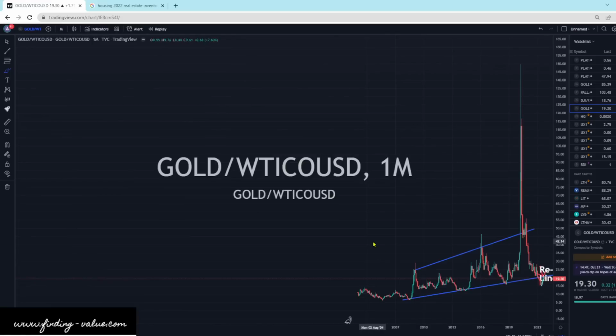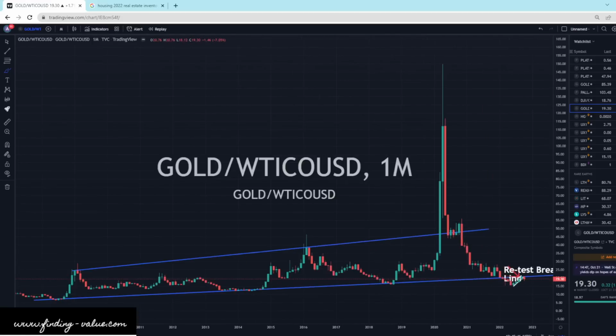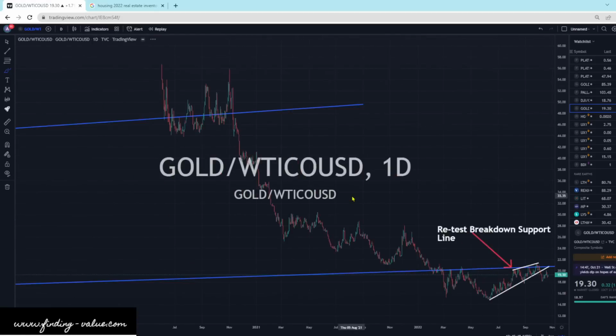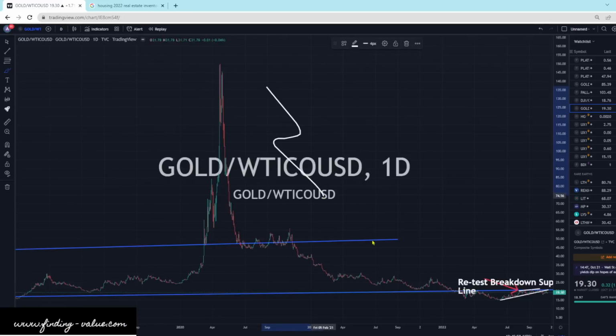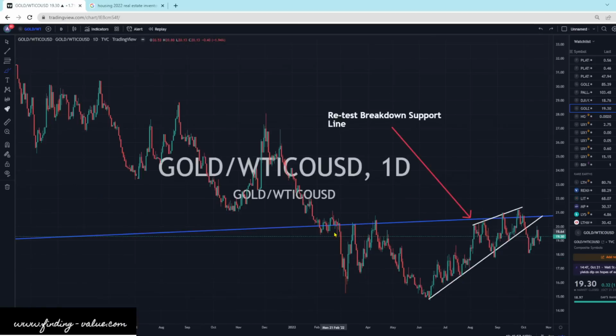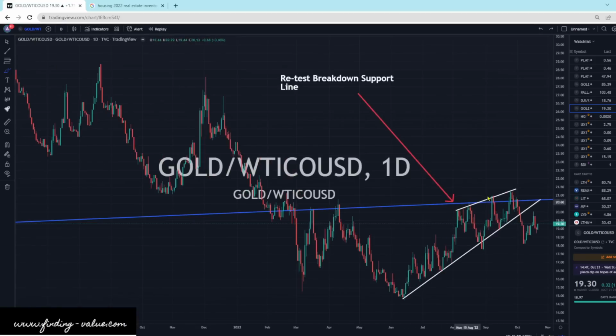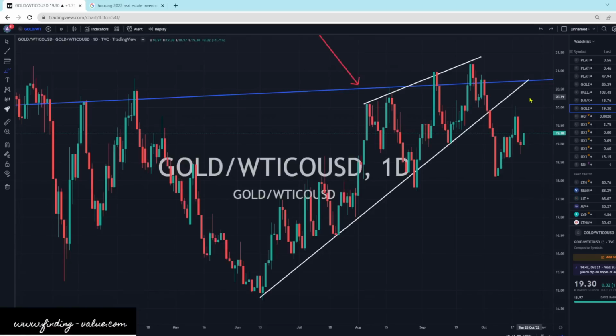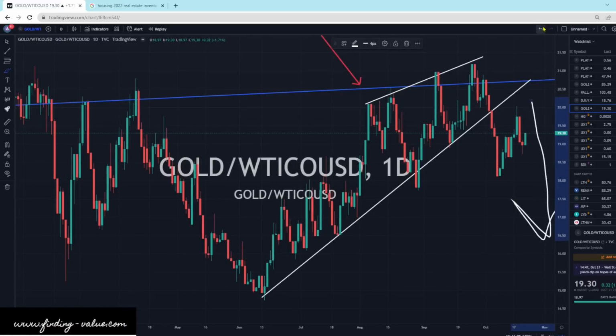Gold versus oil. What we have here is a very large compression of the ratio downward, meaning oil's outperforming gold. We have a retest of this breakdown support line, and then we've broken down to the downside of that. And I do think that we'll work our way lower over time where oil outperforms gold, given the market conditions and the inventories of oil.